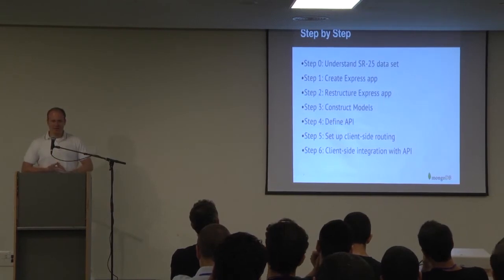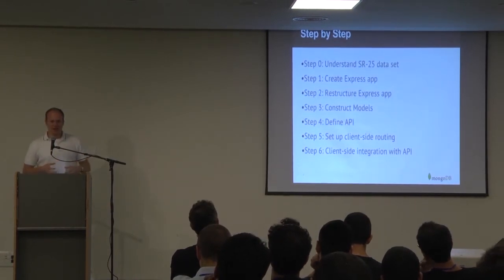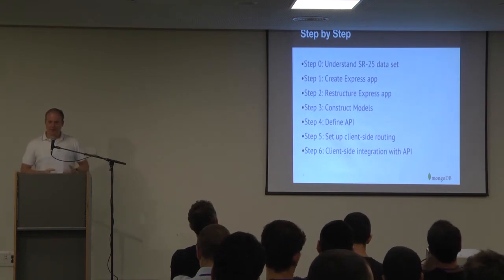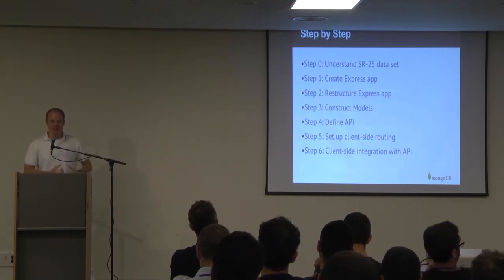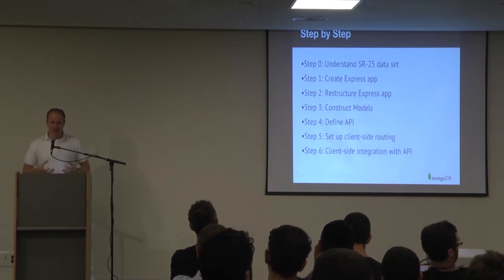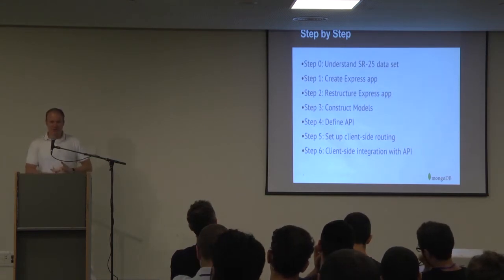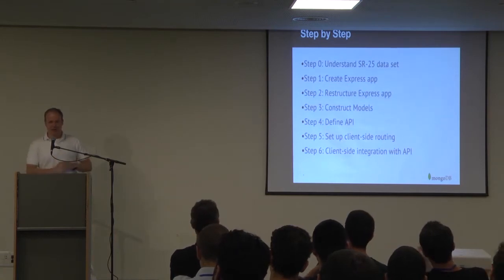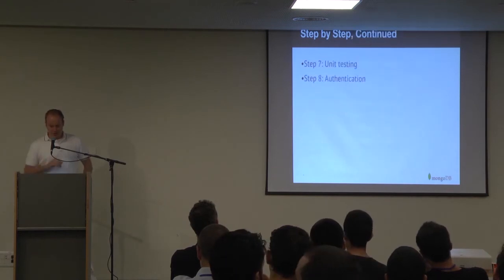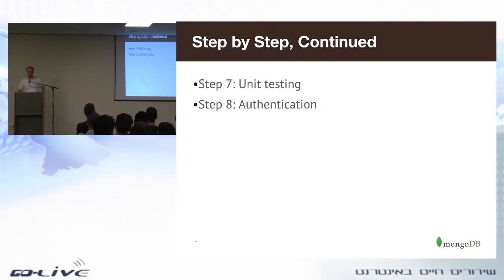And we will go in and discuss what is going on with this particular data set. We're going to create and restructure our Express application to make sense for a single page app. We're going to build some models, build an API, and build out the single page app routing. And we're going to unify the client, write some tests, and then do some authentication.